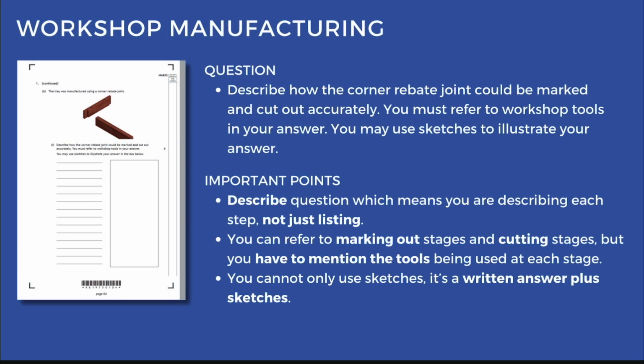So the first question we're going to look at is one on workshop manufacturing. This question asks, describe how the corner rebate joint could be marked and cut out accurately. You must refer to workshop tools in your answer, and you may use sketches to illustrate your answer.